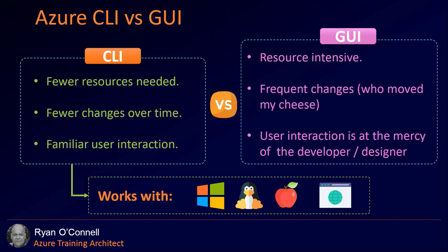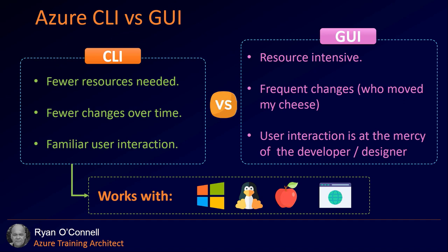The Azure CLI versus the GUI. The CLI needs fewer resources to run it and has fewer changes over time. It's a familiar user interaction, whereas the GUI is resource intensive with frequent changes. Who moved my cheese? Where's my stuff? Where did this go? And of course the user interaction is at the mercy of the developer or the designer of the GUI, and they can change the application or interface as and when they feel like they need to.